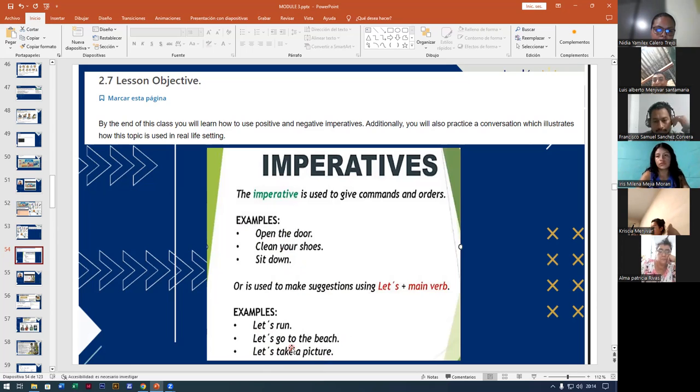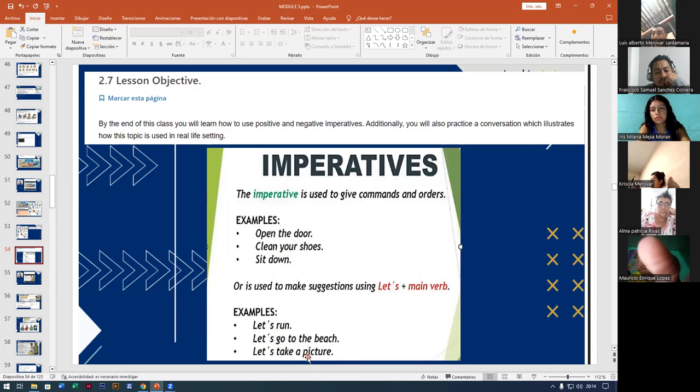In the other case, it's like you invite a person. Let's run, let's study, let's go to the beach, let's take a picture, let's read, let's write. So that will be when you invite a person. Ese let's es cuando invitamos a alguien a realizar una actividad. Por ejemplo, let's run, corramos. Let's go to the beach, vamos a la playa. Let's take a picture, tomemos una foto, right? But these ones are like recommendations. But the first ones will be like orders. But let's check here the video that we have with the conversation that we are going to practice.